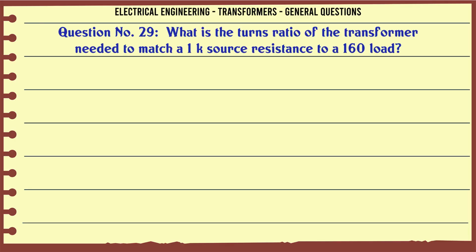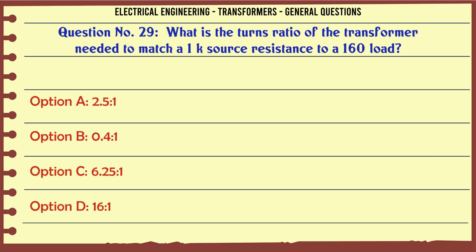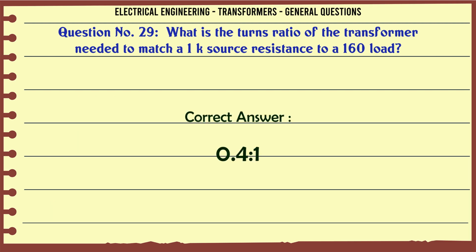What is the turns ratio of the transformer needed to match a 1 kΩ source resistance to a 160 Ω load? A. 2.5:1, B. 0.4:1, C. 6.25:1, D. 16:1. The correct answer is 0.4:1.